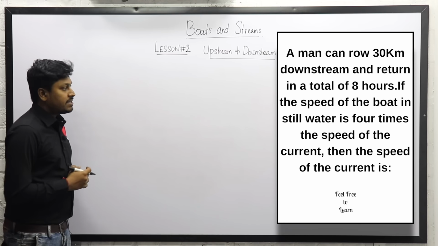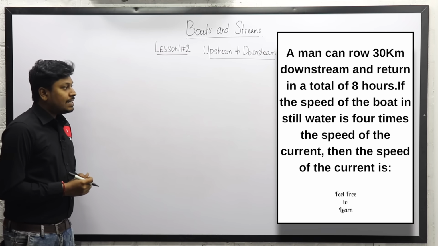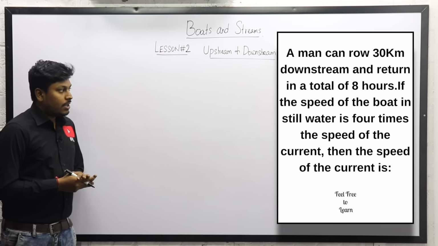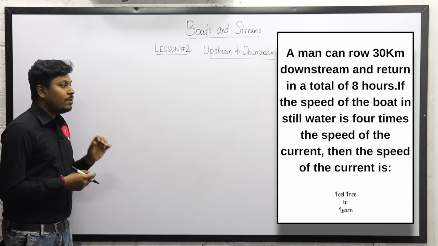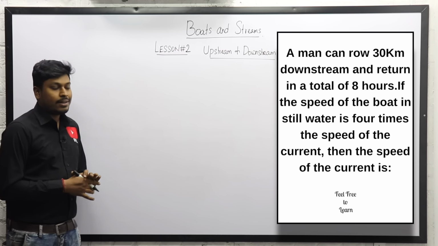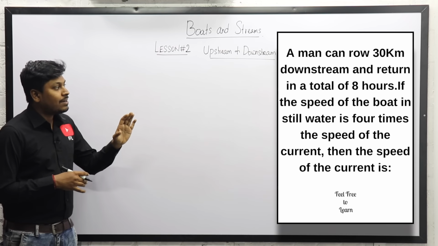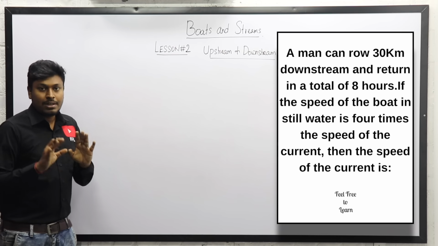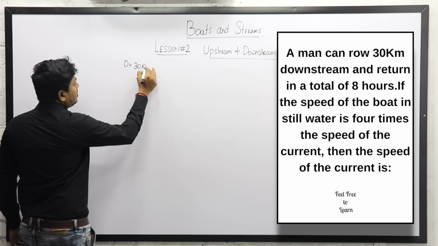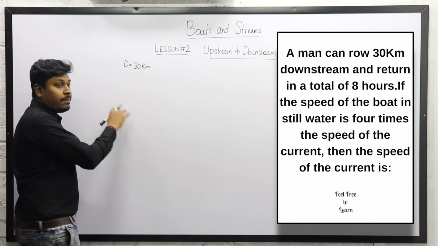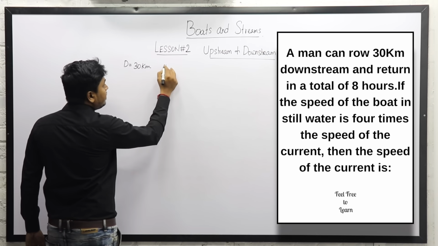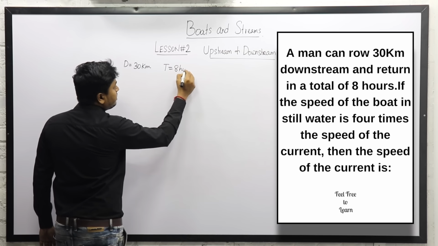Question number 6. A man can row 30 km downstream and return in total of 8 hours. If the speed of the boat in still water is 4 times the speed of the current, then the speed of the current is? Just here, a man can row 30 km downstream. So the total distance is given, that is 30 km. Also time taken by the man to reach upstream as well as downstream. So the total time is given, that is 8 hours.